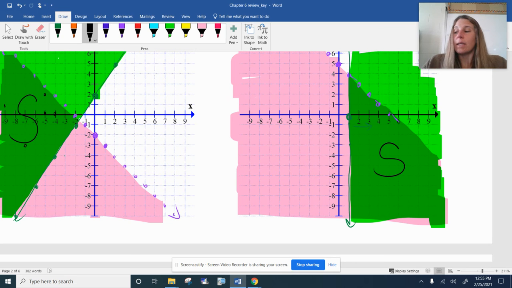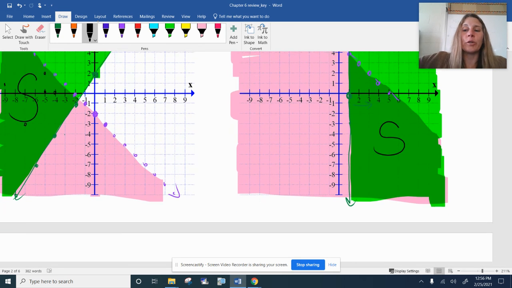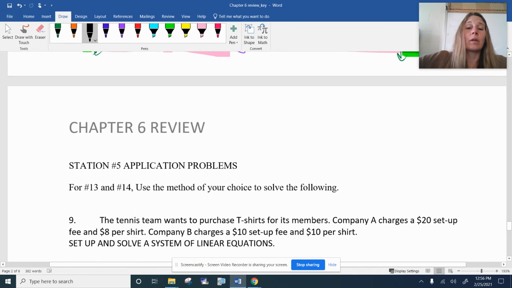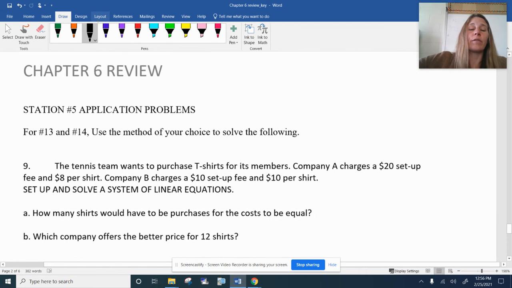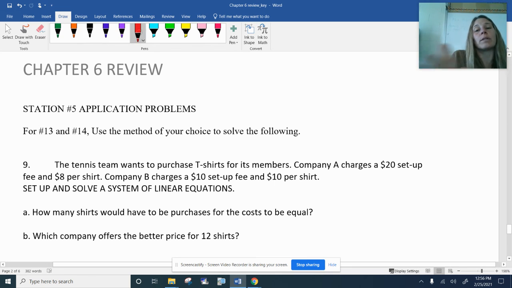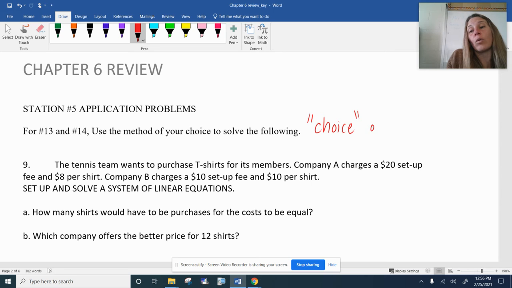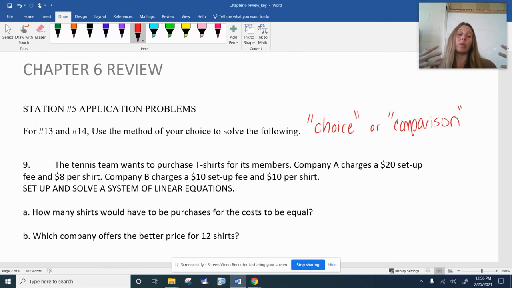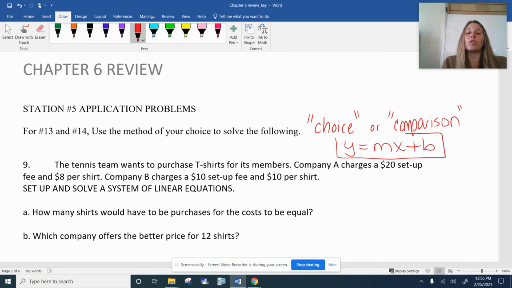All right, we're almost done. The last thing that we had done in this chapter was a couple word problems. And there's two general types. I mean, there's a few others as well, but the two that we mostly focus on is a choice, where you have a choice to make, or a comparison, which is the first problem. When you're making a choice or a comparison between two people, two companies, two teams, two options, typically your equations are going to be in y equals mx plus b. So you're going to have two equations in this format, okay?